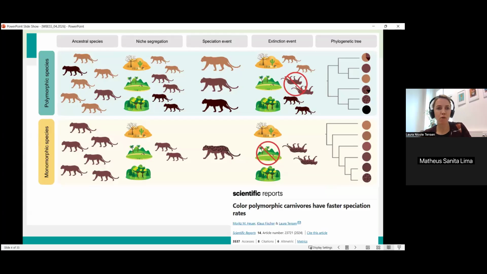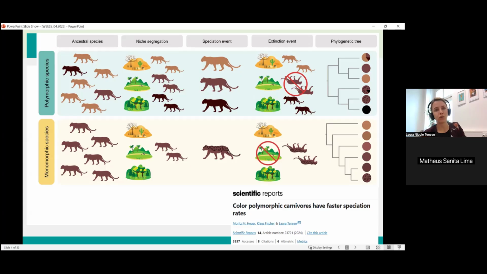So to put that into an overview again, just to show you how speciation rates could be linked to color polymorphism: if you have color polymorphic species and you start to see niche segregation over time, this can lead to a speciation event if these species become reproductively isolated from each other. And eventually this can also relate to extinction events, in the sense that the theory predicts that if speciation rates go up due to niche segregation, then if habitat changes due to climate change, you could predict that across the whole phylogenetic tree, the chance that all species go extinct is also smaller.